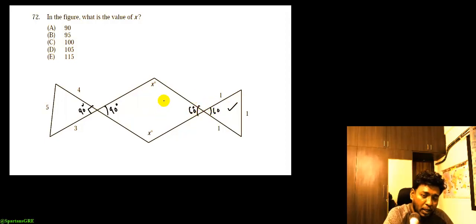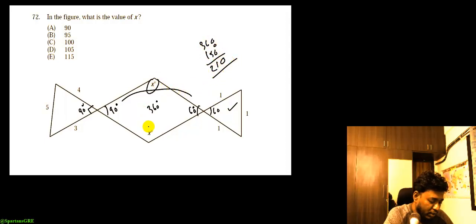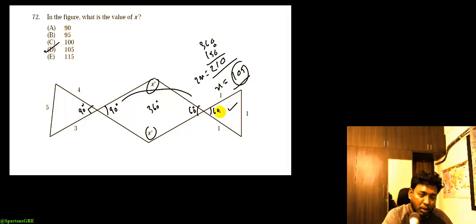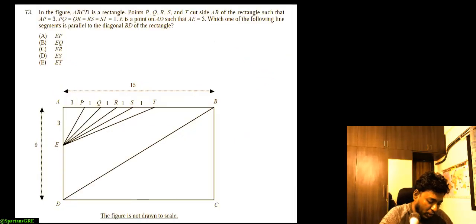You know, in a quadrilateral the total angle should be 360 degrees. So 90 plus 60 is 150. So you are left with how much? You are left with 210 degrees. So this x plus x, 2x value is equal to 210. Your x value will be equal to 105. So that's what you are asked to find. So it is 105, right? Now let's move on to our next question.